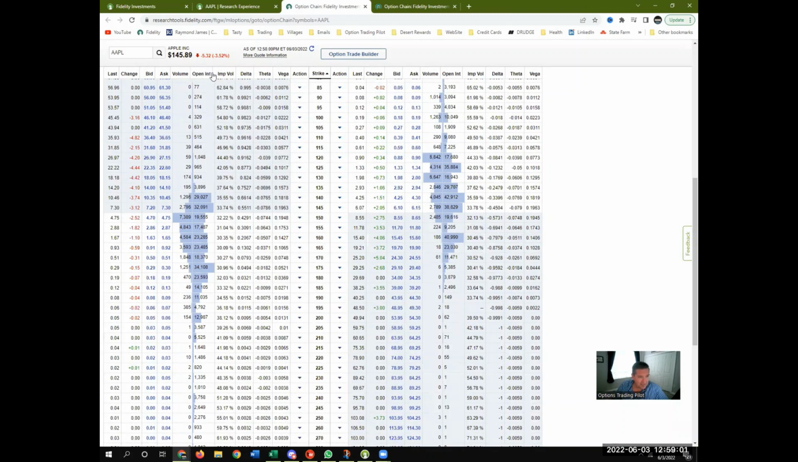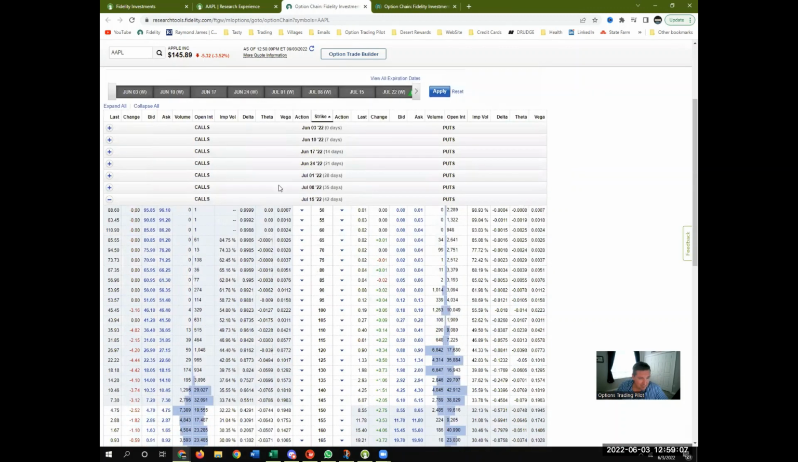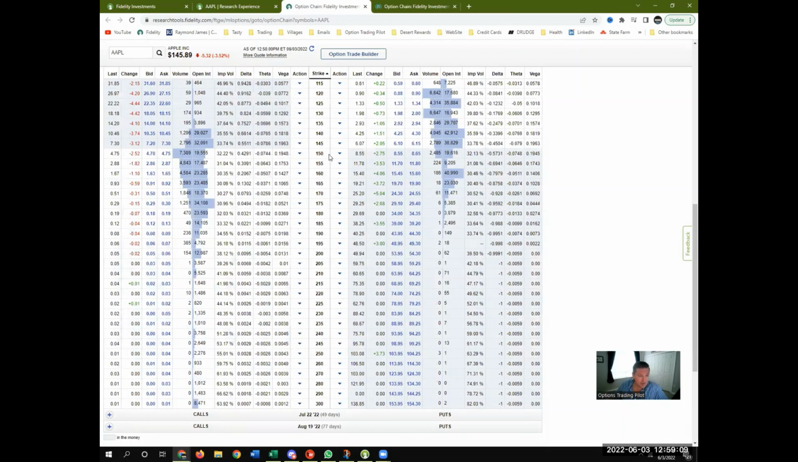This next column is open interest. So for the Apple July 15, 150 calls, there were 7,389 contracts traded today. Open interest, how many traded today and before today, is almost 20,000. And you can see here you have your bid and your ask.